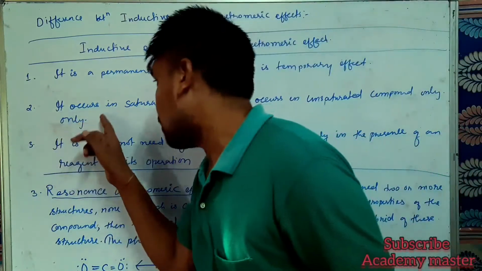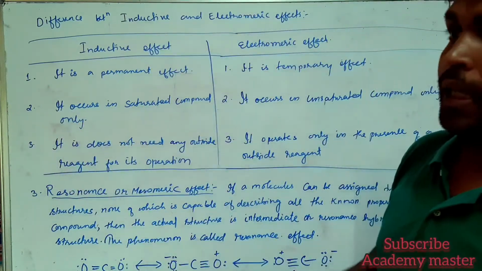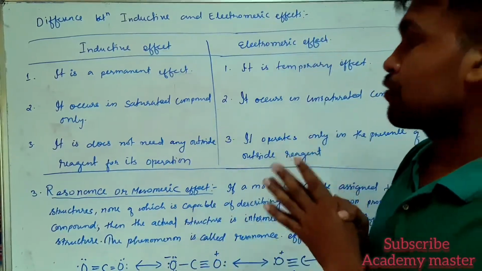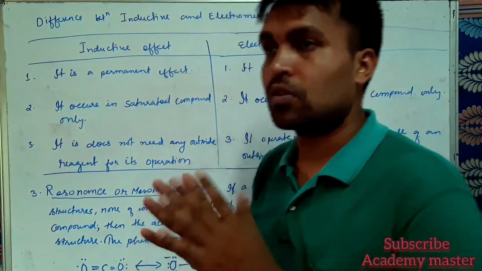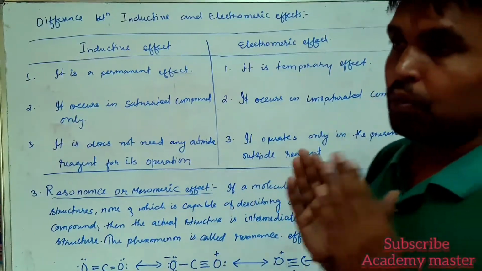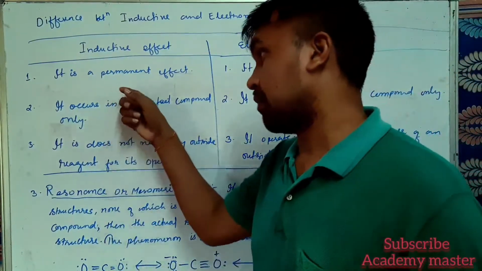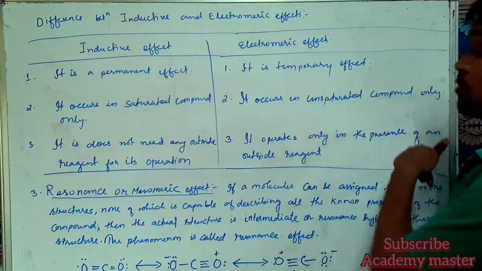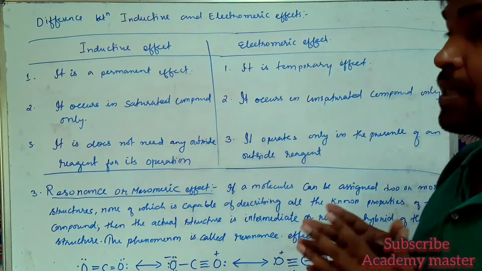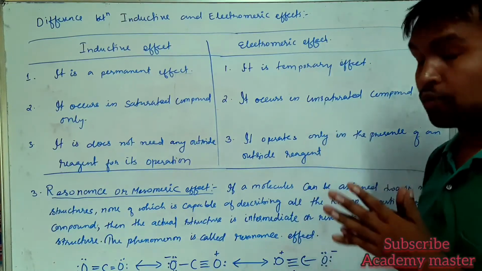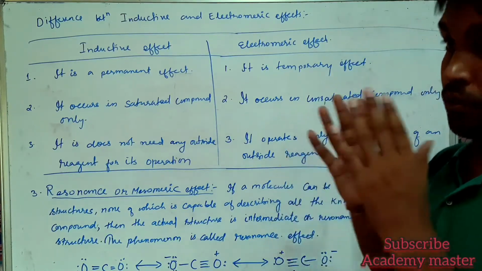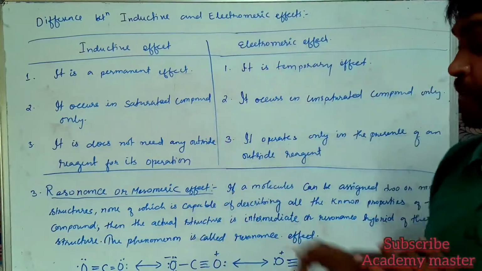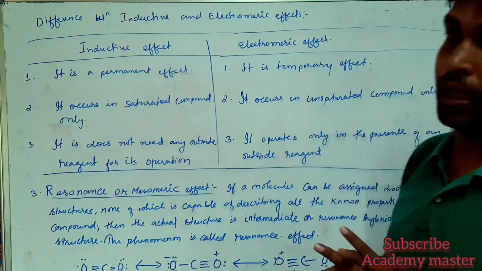Number 2, inductive effect occurs in saturated compounds only. Saturated compounds means those compounds which contain single bonds. Only in those compounds will the inductive effect occur. Whereas electromeric effect occurs in unsaturated compounds only. That means electromeric effect will occur in those compounds which contain a double bond or triple bond. It won't occur in a single bond, that is saturated.